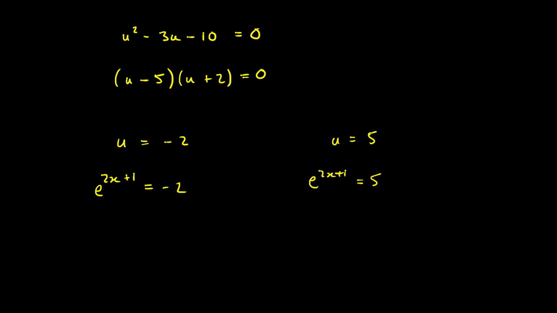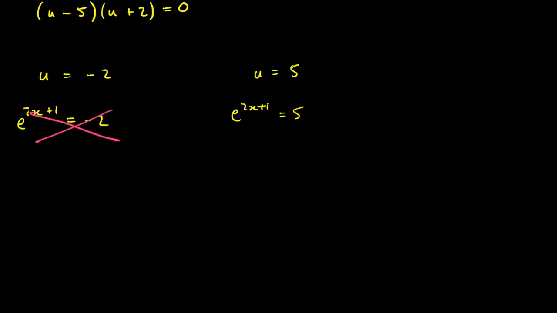Now, hang on. This is not possible, right? Because there's no value that we can make this power that will give a negative here. So that's not possible, and we're just left with the thing on the right. So we need to then simplify this using natural logs, right?